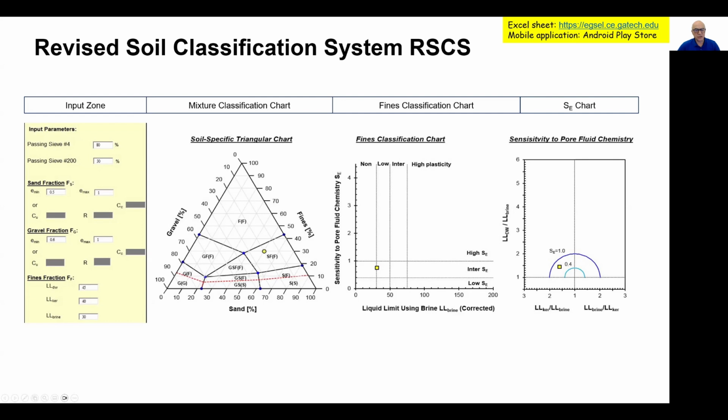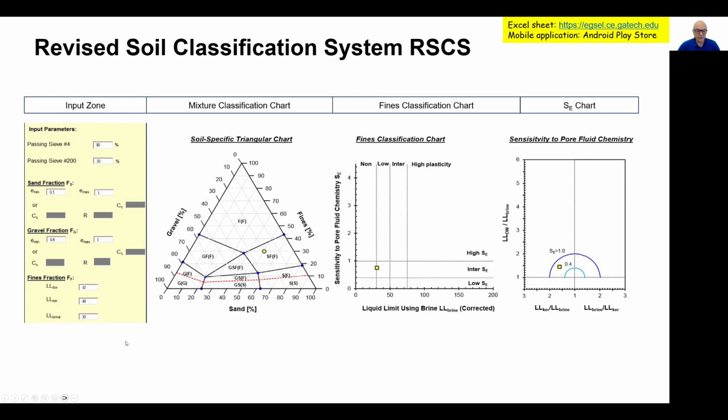And for the fines fraction, it requires only the liquid limit obtained with deionized water. Now, if you have a soil that is strongly controlled by fines, then you really should know how sensitive those fines are to changes in pore fluid chemistry. Then the classification will ask you for two more values: the liquid limit obtained with kerosene or decane, and the liquid limit obtained with brine.